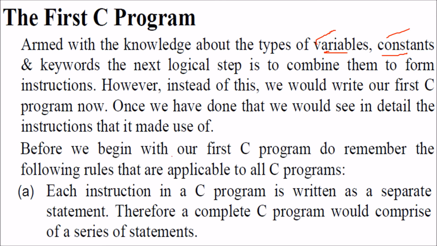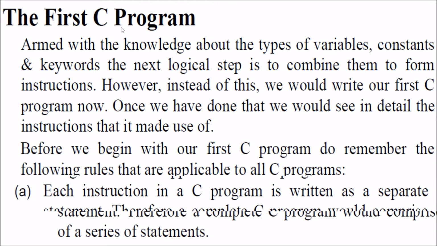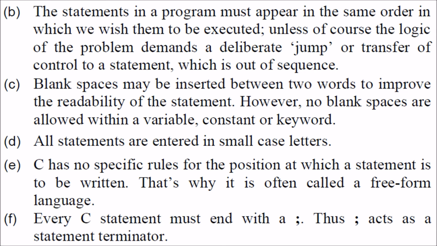Before we actually write the first C program, we need to remember certain things. Each instruction in a C program is written as a separate statement, so a complete C program is nothing but a series of statements. The statements in the program must appear in the same order in which you want to execute them. You cannot have this here and this there if you don't want to execute like that.